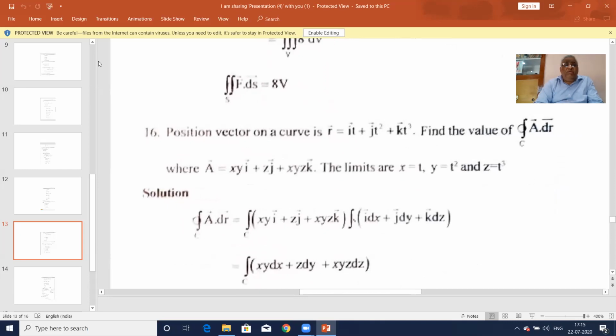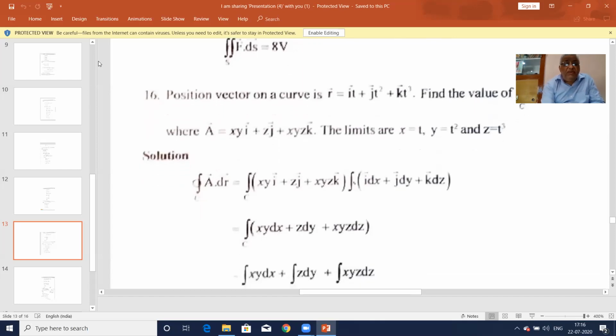We have done problems on Gauss divergence theorems. Today this particular problem is linked to line integration. So what is the line integral? How do we integrate over the curve? You write the A vector dot dr. dr is nothing but i dx plus j dy plus k dz.